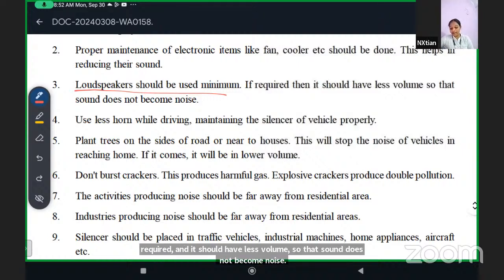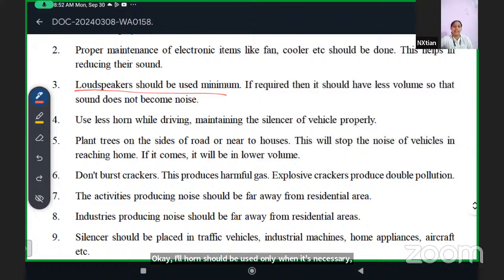Then use less horn while driving. Maintain the silencer of the vehicle properly. A horn should be used only when it's necessary. Some people, when they're driving, unnecessarily keep honking their horns, as if they are the busiest people in the world, as if they have to reach the place quick. They just keep pressing the horn, but we should not do that. Unless it's necessary and important, we should not press the horn.